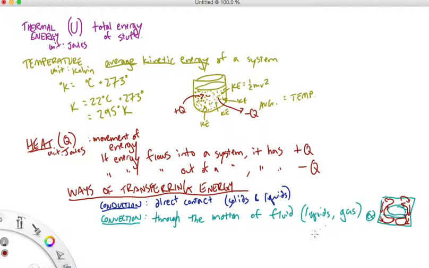And this is a convection current. You see this on the Earth too. This is why we have jet streams and so forth. That's convection. Conduction's a little bit different. Conduction is when you have a direct contact with something hot.